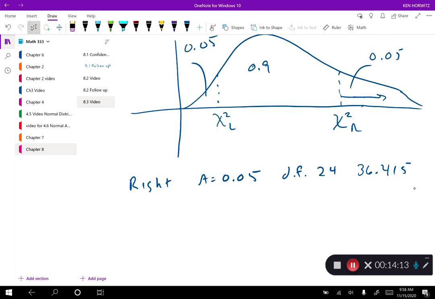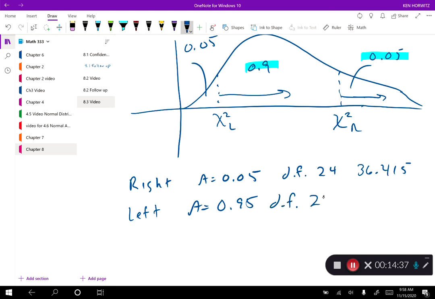For my left value, again, I'm using the area to the right. So I've got 0.05 plus 0.9, which gives me an area of 0.95. And again, my degrees of freedom are going to be 24. And I get a value of 13.848. This is very key in order to be successful with your chi-square. The first thing you need to do is be able to find those values.